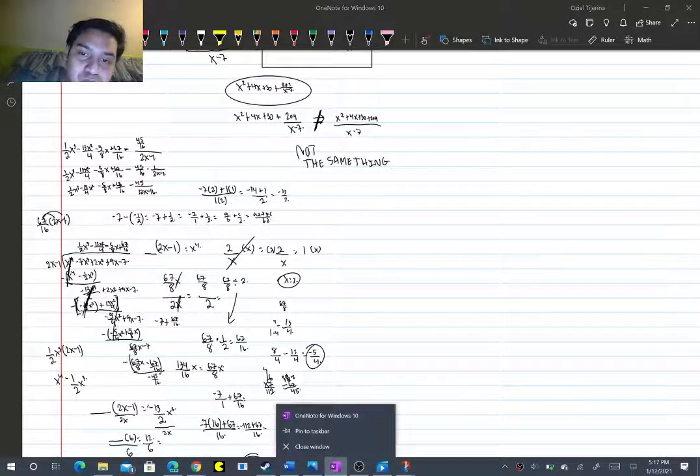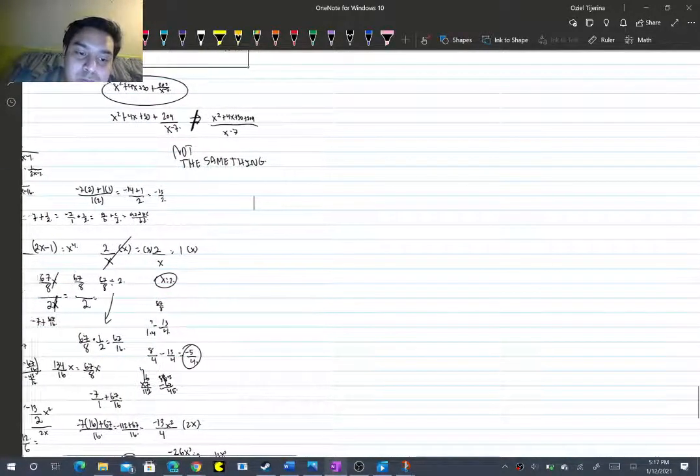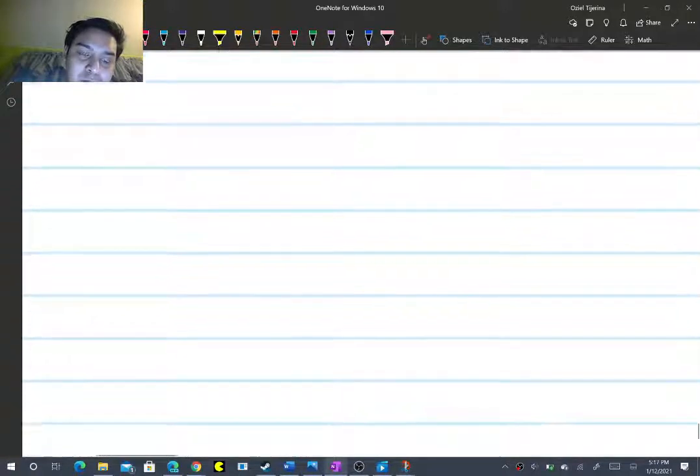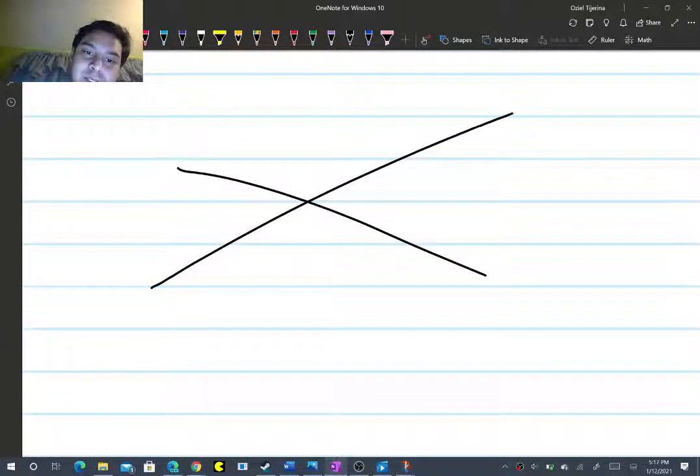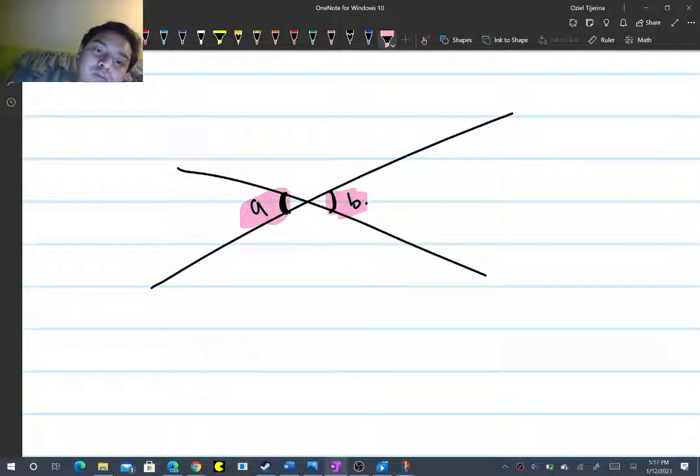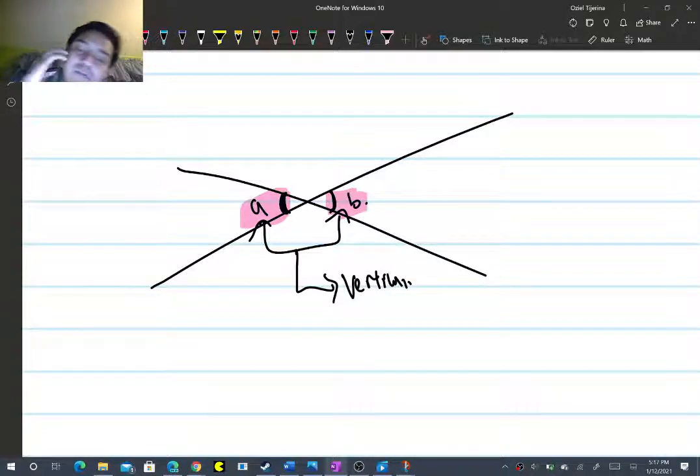If we have, let's say, an X like this, and I say these two parts are angle A and angle B, these two are considered vertical, no matter what. Anytime that you see one of these, it is always a vertical angle, because they're facing each other, okay?